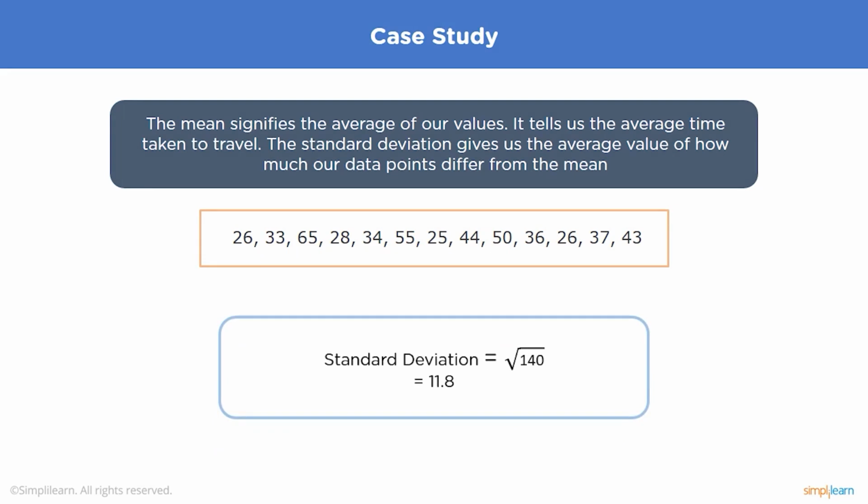Now, the mean signifies the average of our values, and we already know this. It gives us the average time which is taken to travel. But the standard deviation will tell us the average value of how much our data points differ from the mean. It tells us the deviation within our own data, and it tells us how far away on an average a point is from the mean. Now the value that we get is 11.8, which means that on an average, a single data point is around 11.8 data points away from the mean.